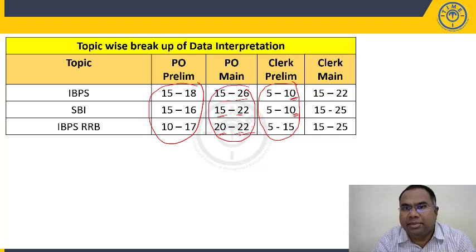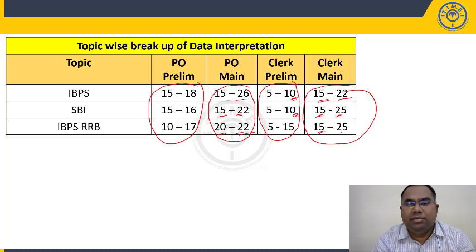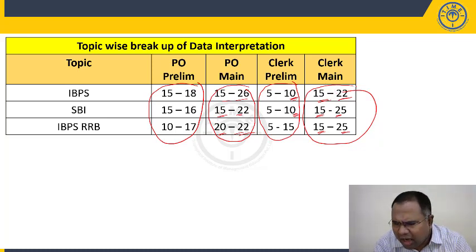Minimum 20, maximum 22. Similarly, in the clerk main exam, 15 minimum to 22 maximum in IBPS clerk, 15 to 25 in SBI clerk, and 15 minimum to 25 maximum in IBPS RRB. Sorry, IBPS RRB office assistant, that is your clerk main examination.